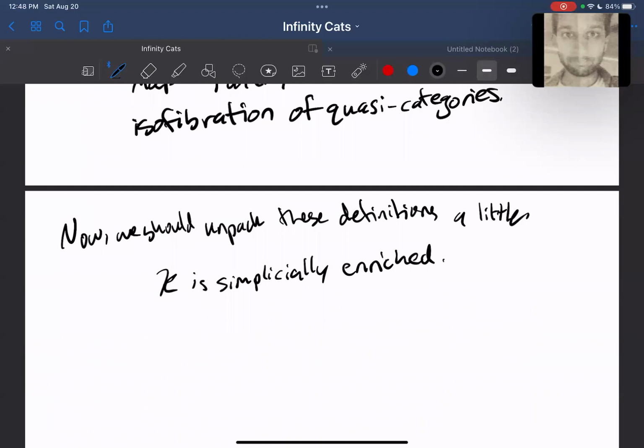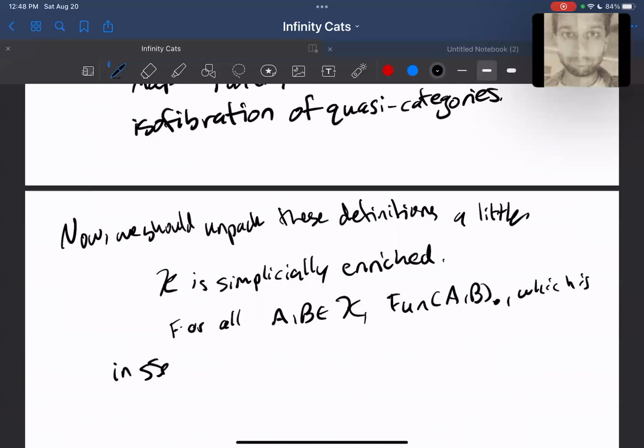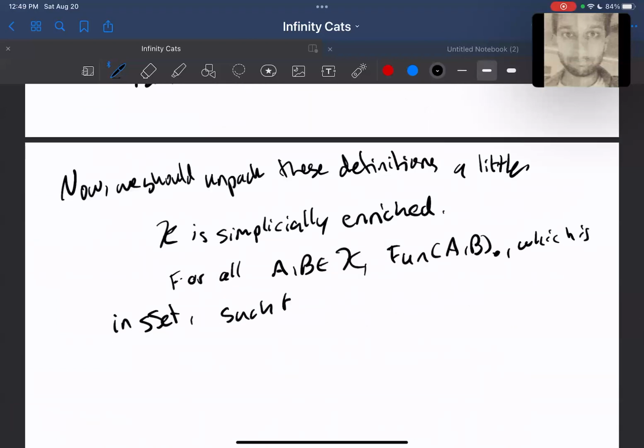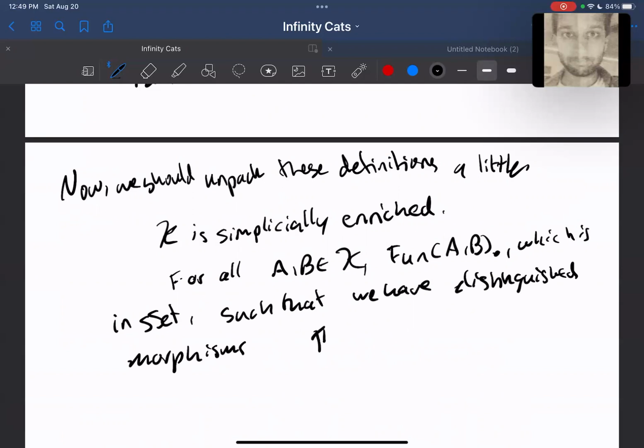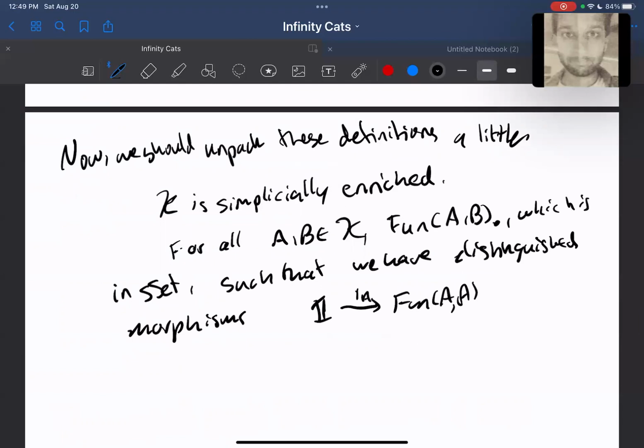So this means that for all A and B and K, we have an object, fun AB star, which is a simplicial set, such that we have distinguished morphisms of simplicial sets. One, this is the terminal object, picking out an identity arrow from the functor category from A to itself.